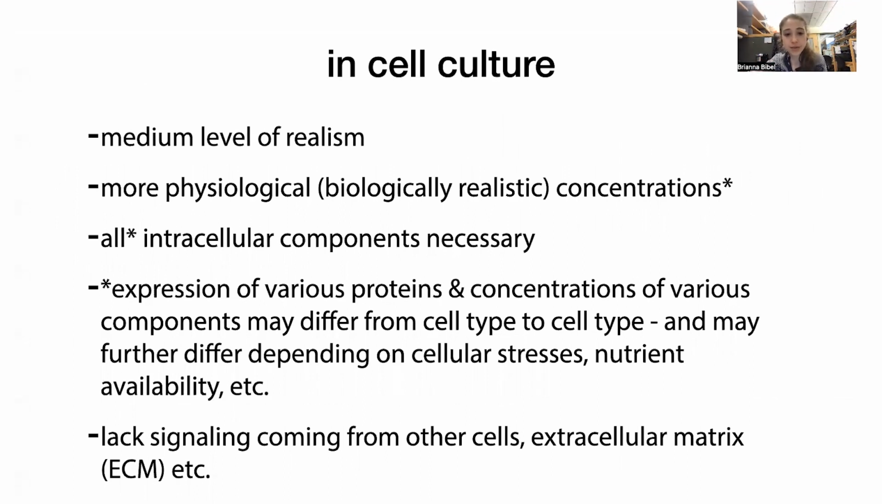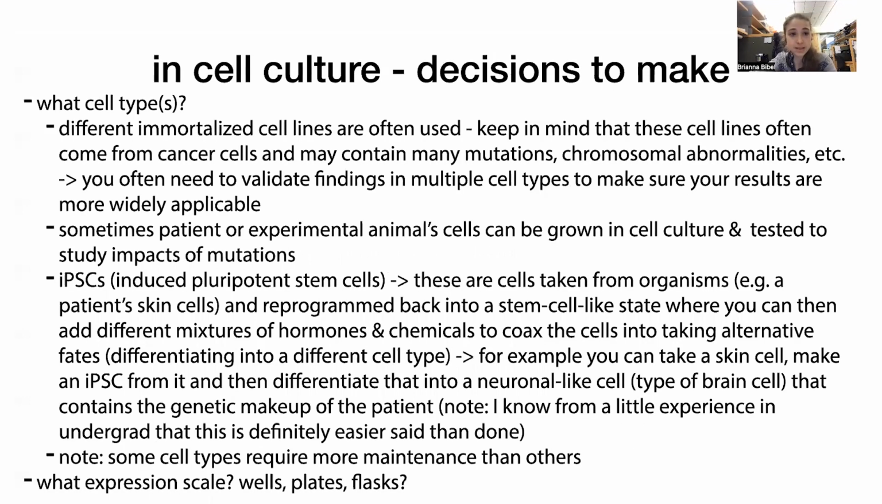However, the expression of various proteins and the concentrations of various components may differ from cell type to cell type, and further depending on cellular stresses, nutrient availability, this sort of thing. You're also lacking the signaling that's coming from other cells, the extracellular matrix, so the stuff around the cells, and various things like that. When you're doing cell culture-based experiments, you're gonna make some decisions.